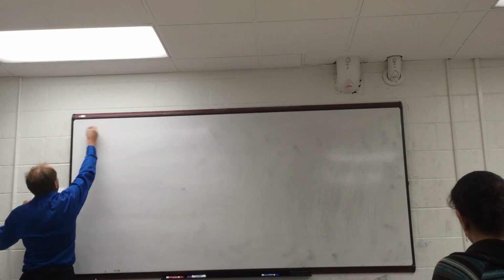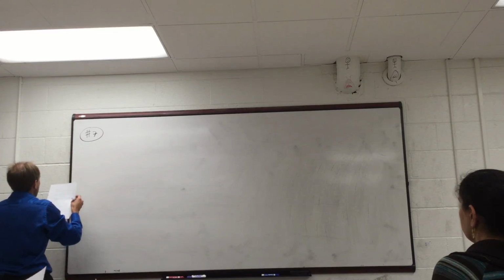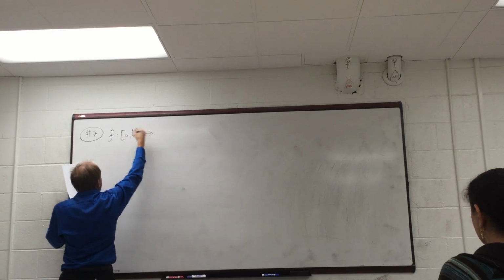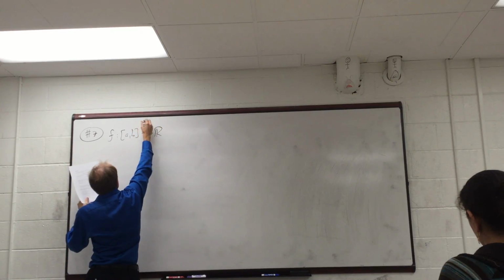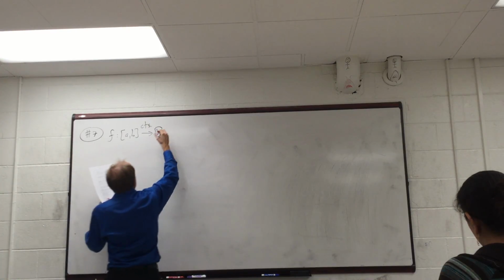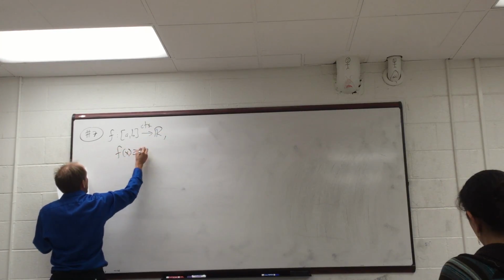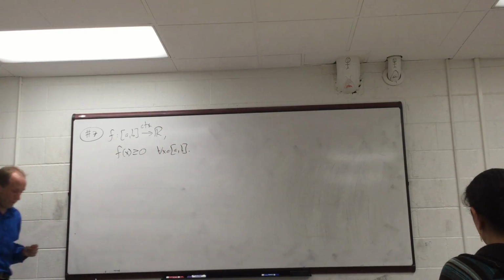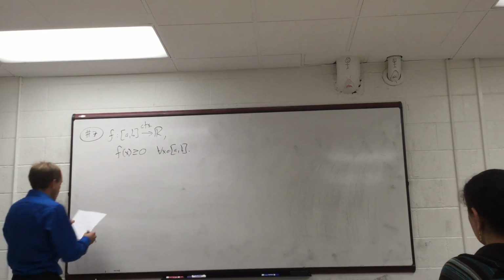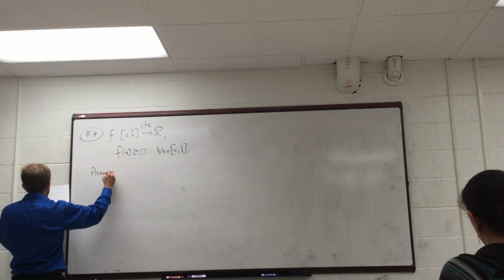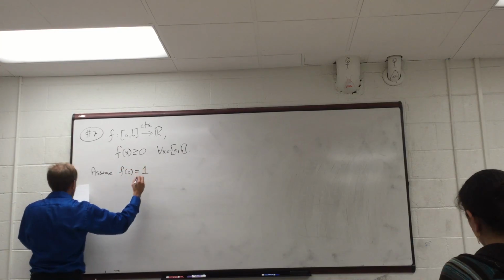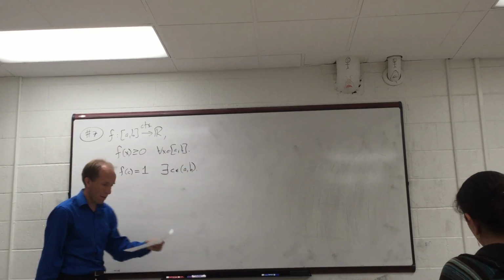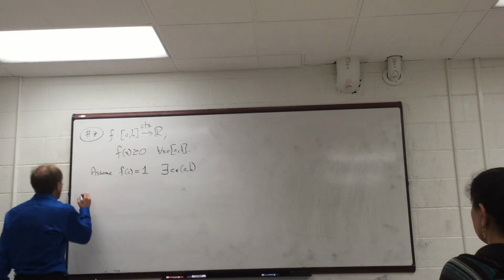Okay, so number 7. Let's see. So we have f from the interval [a, b] to R, and this is continuous. And f of x is greater than or equal to 0 for all x in the interval. So f of x is always at least 0. And then it says assume that f of c is equal to 1 for some c in the open interval (a, b). Okay, and so then there are 2 parts to this.